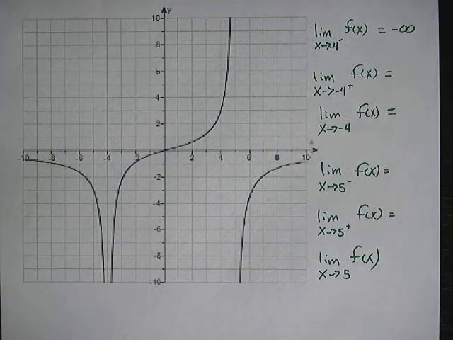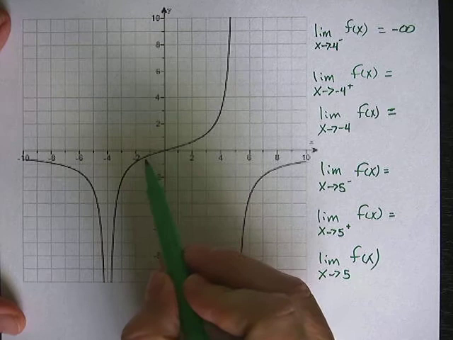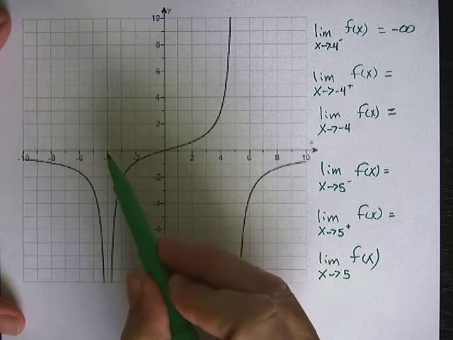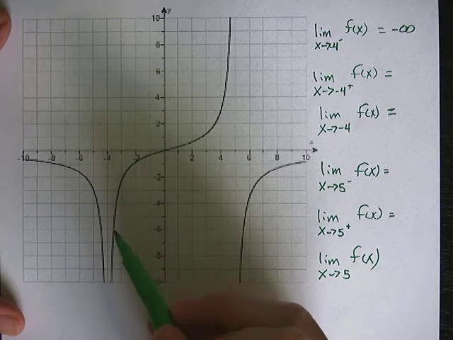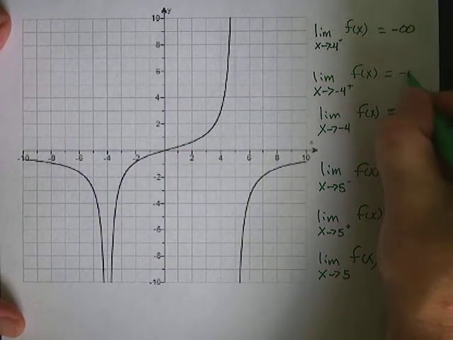Okay, for the next one, it's asking us what's the limit as x is approaching -4 from the positive side, from the right. So we're headed from the right side, and again, it's dropping as we approach -4 on the x-axis. The graph is headed downward, and it's also headed towards -infinity.